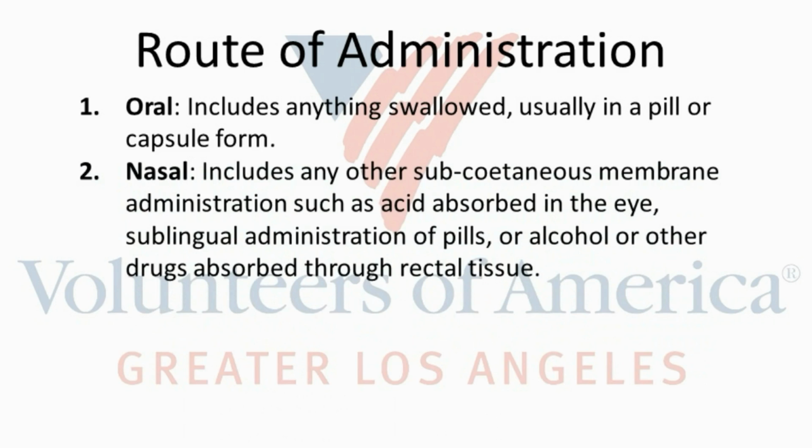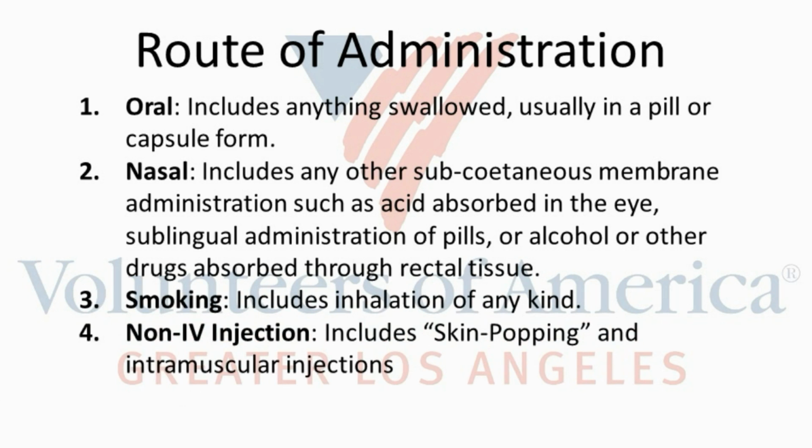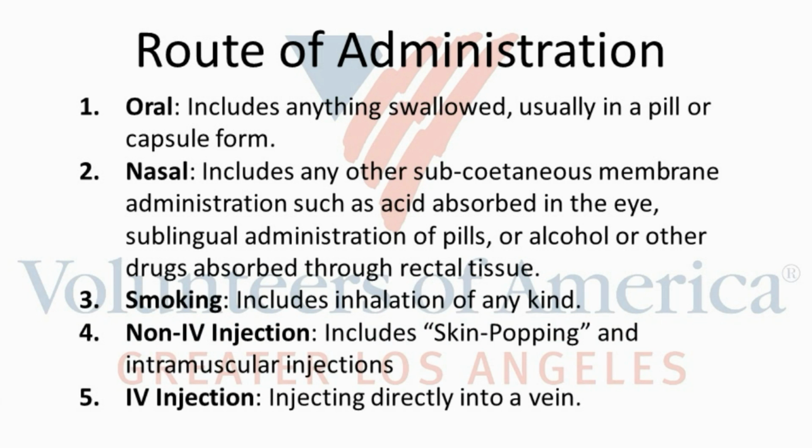Nasal includes any other subcutaneous membrane administration, such as acid absorbed in the eye, sublingual administration of pills, or alcohol and other drugs absorbed through rectal tissue. Smoking includes inhalation of any kind, while non-IV injections include skin popping or intramuscular injections. Lastly, IV injections are injections directly into a vein. In cases where 2 or more routes are routinely used, select the most serious route that should be coded. The routes listed are from least severe to most severe.